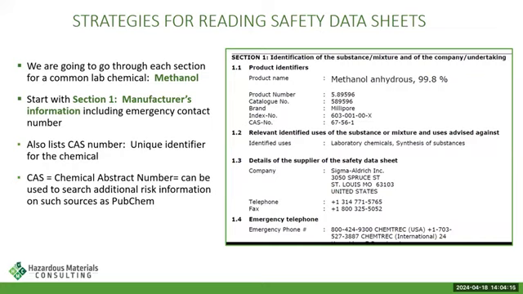The other thing that I'm going to look at on here is the CAS number. CAS stands for Chemical Abstract Service. It is a unique identifier for each specific chemical.